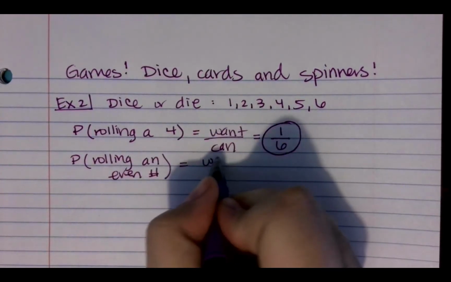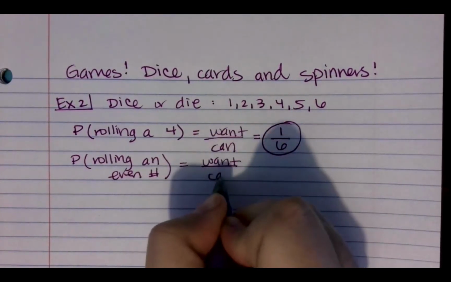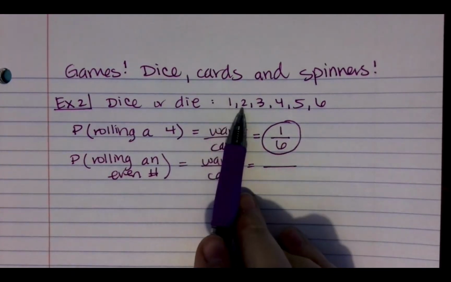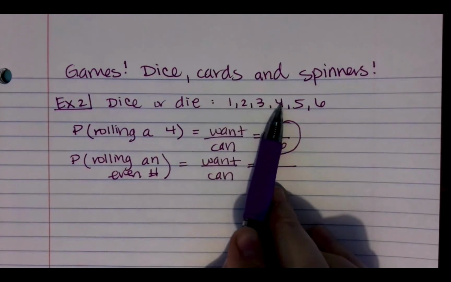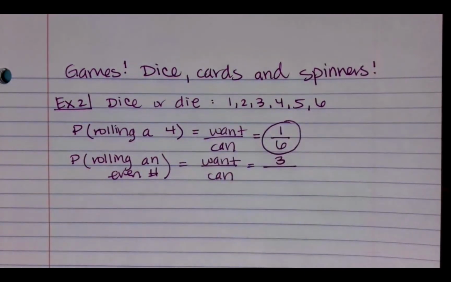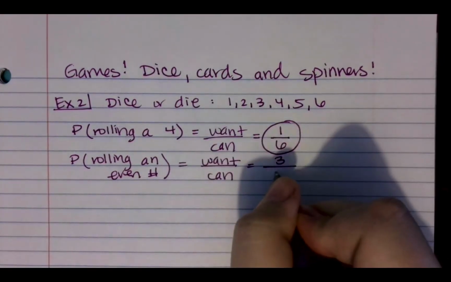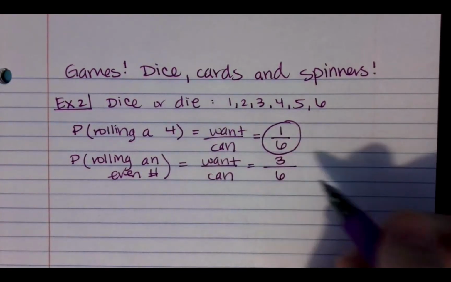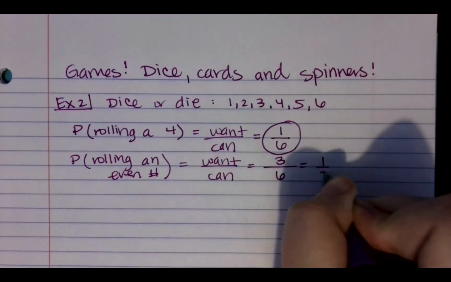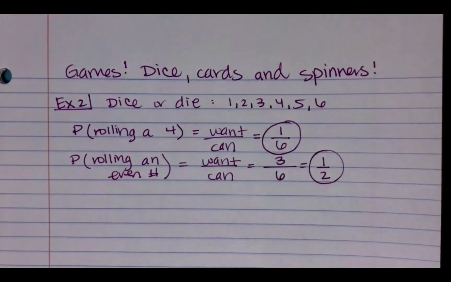Okay. Once again, let's just focus on what do we want to happen over what can happen. How many even numbers are there up here? This guy's even, this guy's even, this guy's even. There are 3 even numbers that I would want to get. Over what can happen, we can start to see over and over again, we're going to get 6 on the bottom of all of these problems. Does this reduce? Yes. Do you have to reduce it? Yes. There it is. 1/2.